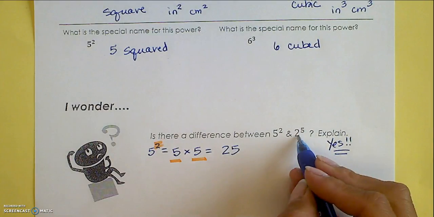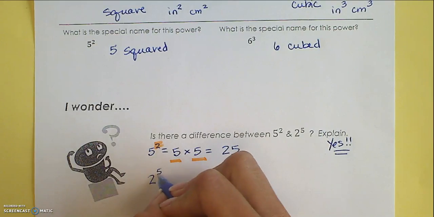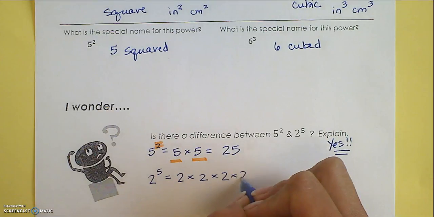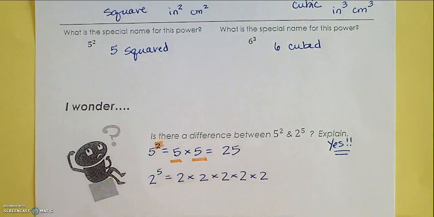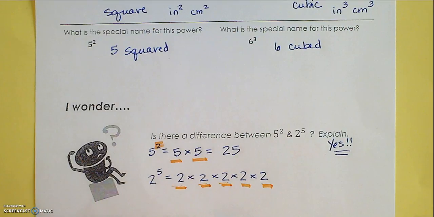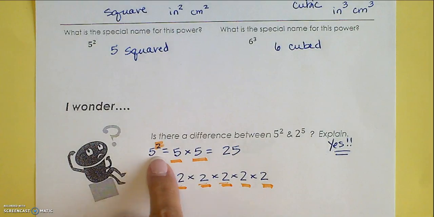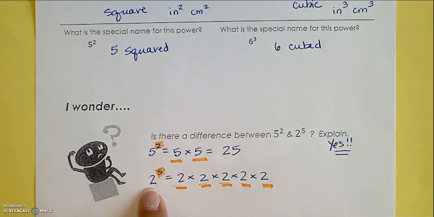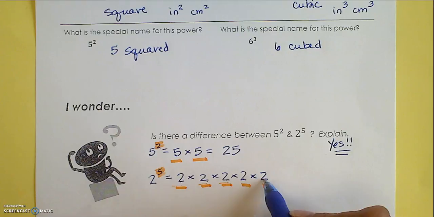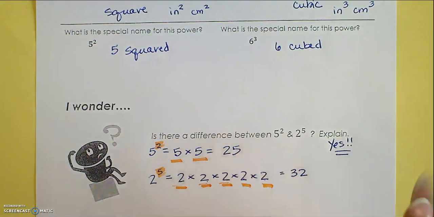If we reverse that and 2 is the base, then we have 2 to the 5th, which means it's 2 times 2 times 2 times 2 times 2. So that would be 2 to the 5th. 1, 2, 3, 4, and 5. So right now, even though we use the same numbers, 5 was the base, 2 was the exponent. This time, 2 is the base, 5 is the exponent. And this would be 2 times 2 is 4, times 2 is 8, times 2 is 16, times 2 is 32. So yes, they are most definitely different.